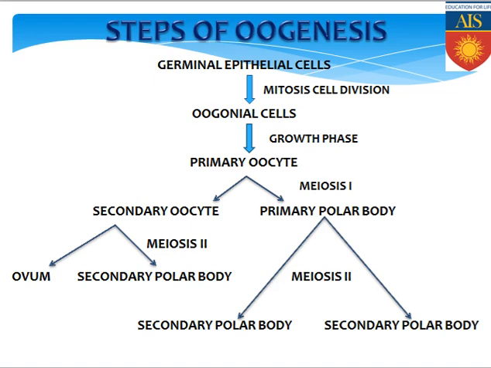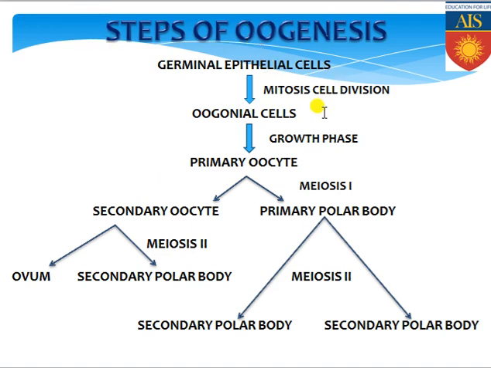Next, there are the steps of oogenesis. That means we will be discussing the oogenesis process. In the oogenesis process, first of all, it is also like spermatogenesis, starting from the germinal epithelial cells. Keep it in your mind, germinal epithelial cells are actually surrounding the ovary.